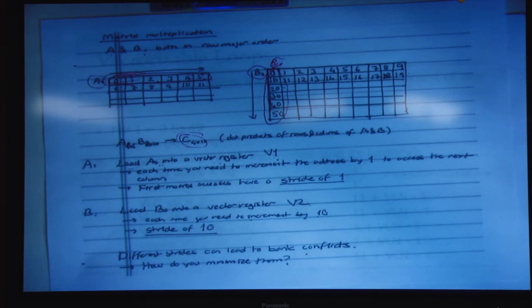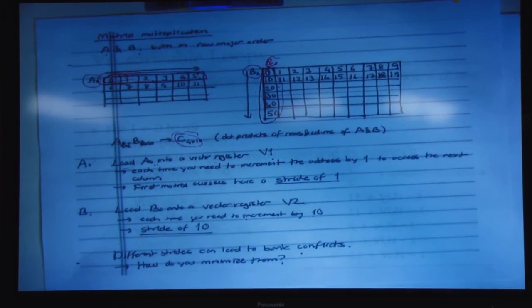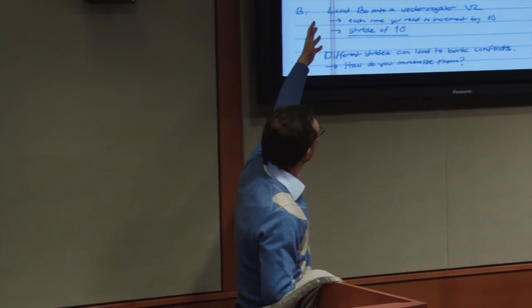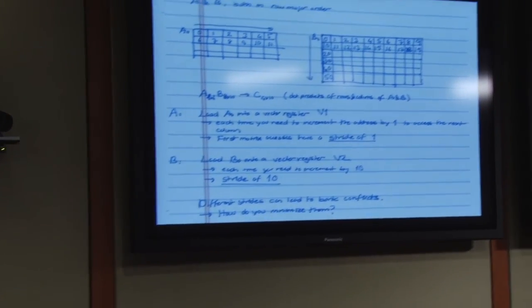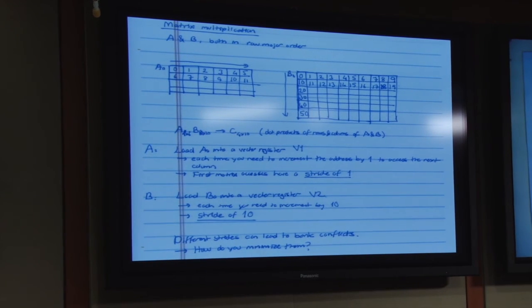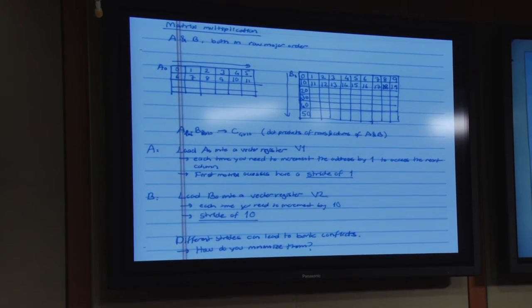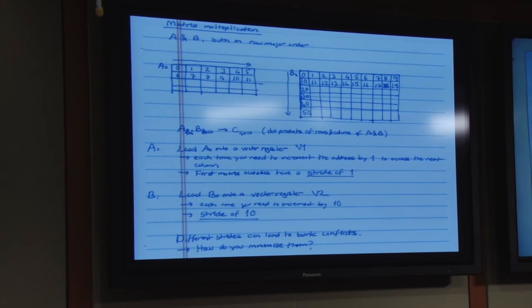Let's take a look at least at some approaches to minimize bank conflicts. But the problem is clear. You have different strides, and sometimes you might want to change strides at a very fine granularity. And if you come up with a method of actually laying out data such that you can access things with the same stride, let me know. That's going to be very tough.